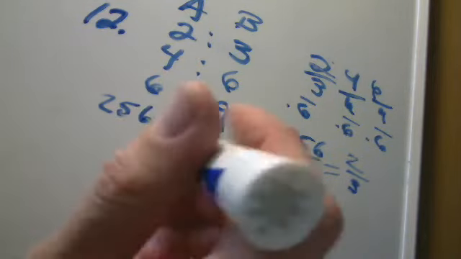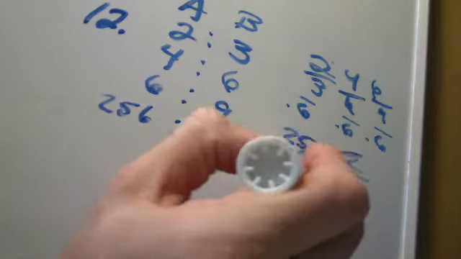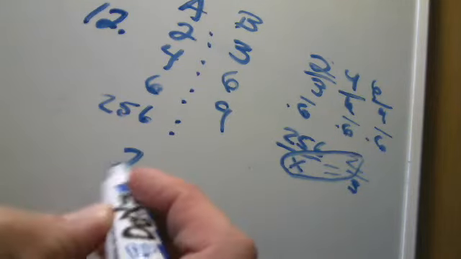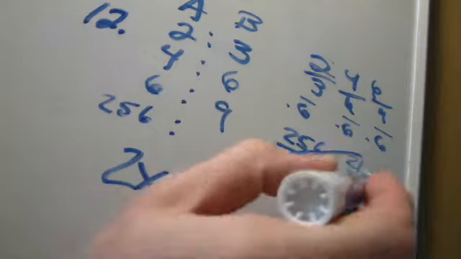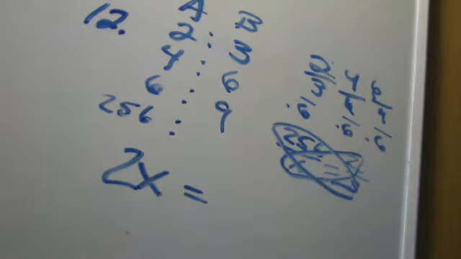So what we're going to do is cross multiply. We get 2 times x is 2x, and then 3 times 256. So 3 times 256, we can use our calculator real quick, is 768.